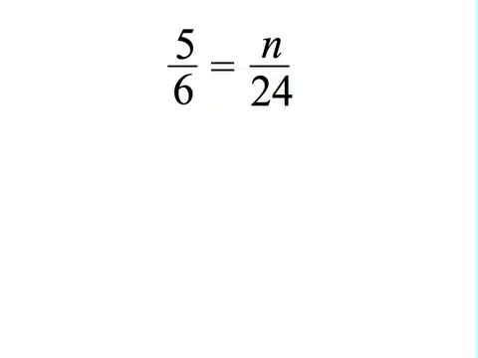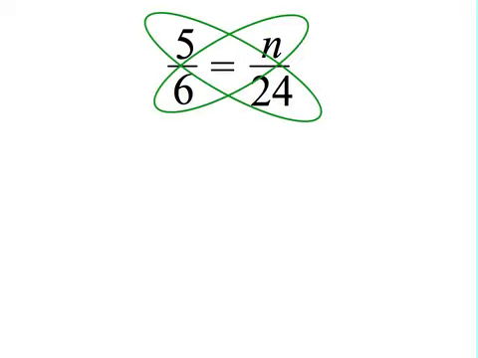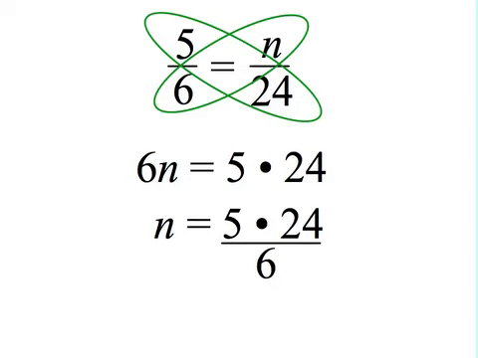Well, now we're going to use the means extremes property to solve a proportion we've already solved. By cross multiplying, we get 6 times n is equal to 5 times 24. And if 6 times n is equal to 5 times 24, if you know anything about the inverse operation, we know that 5 times 24 divided by 6 will give us n. So we're going to do that. And we're going to do it by hand this time because 6 goes into 24, and we can cancel, and we get that 5 times 4 is 20, so n is equal to 20.